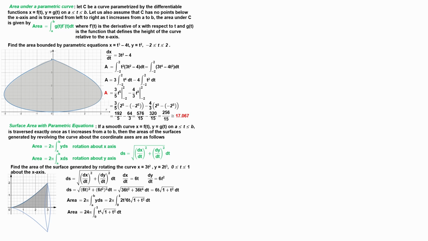Next, to calculate the integral, we will perform the substitution t equals tangent of u, and the derivative of the tangent is the secant squared. We also need to change the limits of integration. When t equals 0, u equals 0. And when t equals 1, u equals pi over 4.